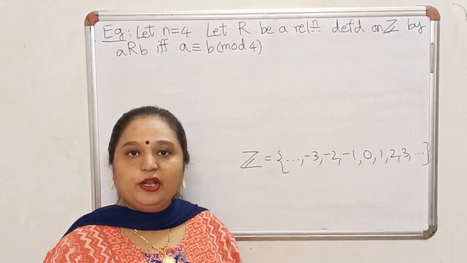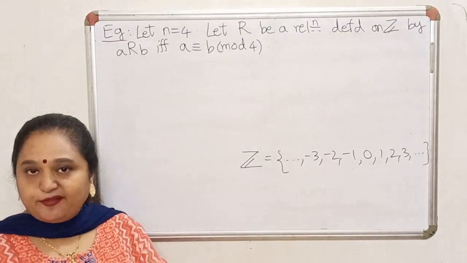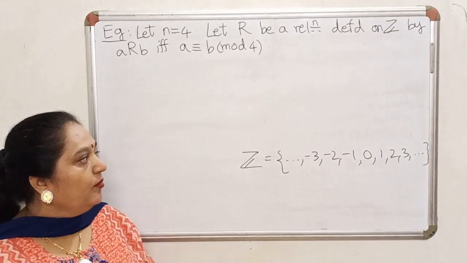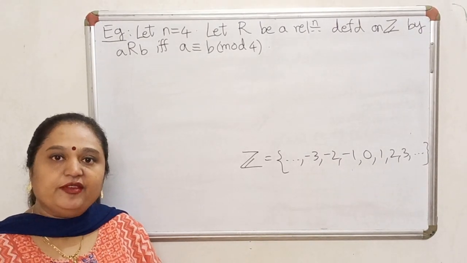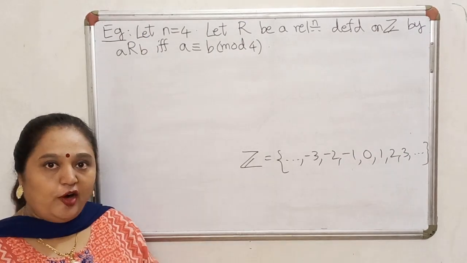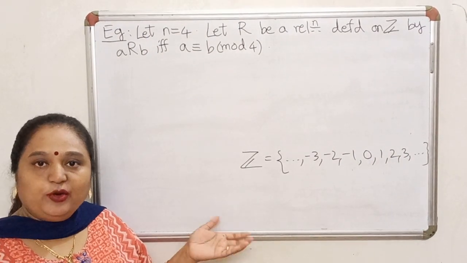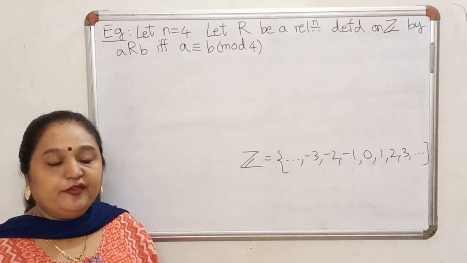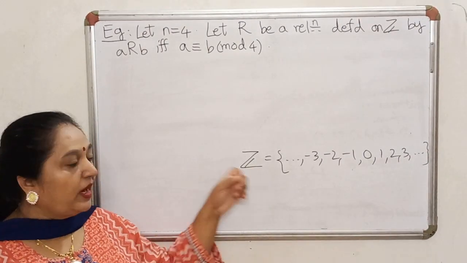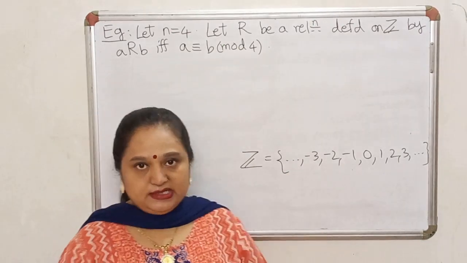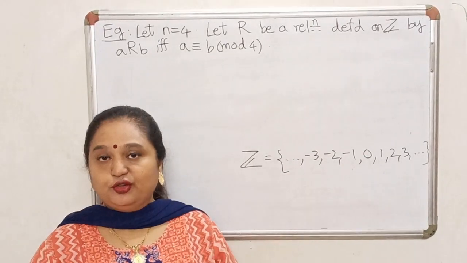The earlier example of equivalence class which I took was a finite set, and the aim was to find out the equivalence class of every element in the set. Now for that, because it was a finite set, I could actually find out the equivalence class of each and every element. Now if you look at this set, this is an infinite set.